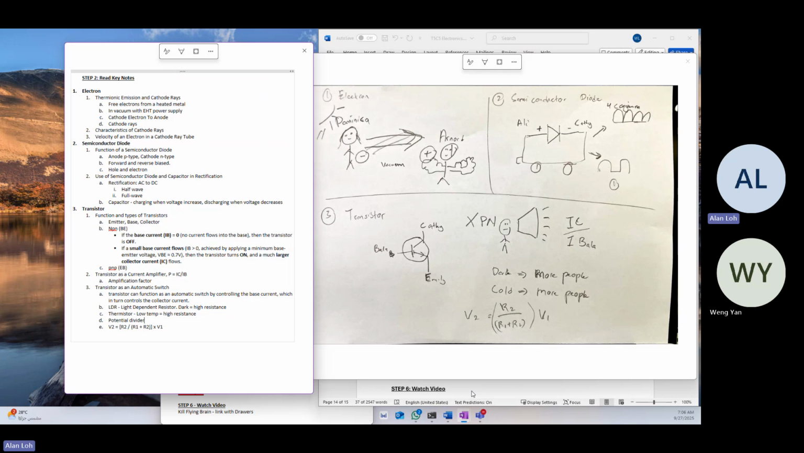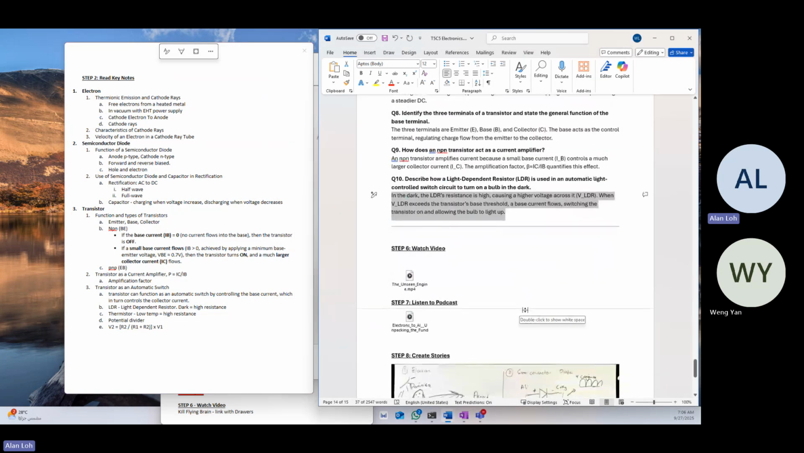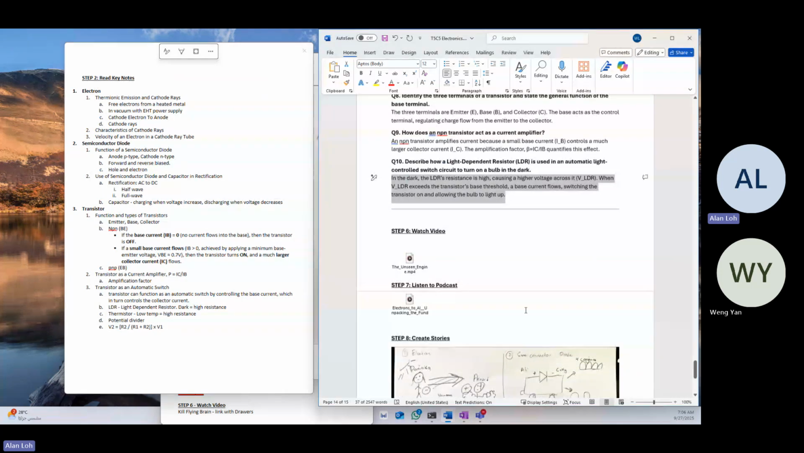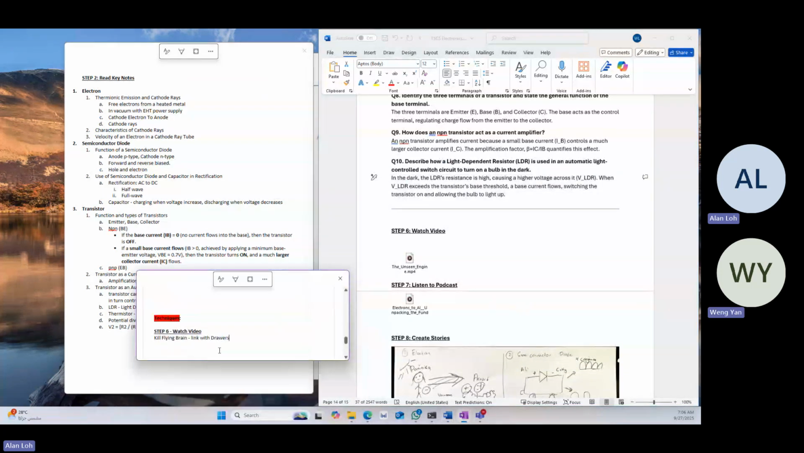So let's move to step number 6, which is the easier one, and you know the trick, you know the technique, right? We want to kill the flying brain problem. And also at the same time, we want to extract any new information or new understanding into your drawer. Are we ready? Okay, let's turn it on and play the video.